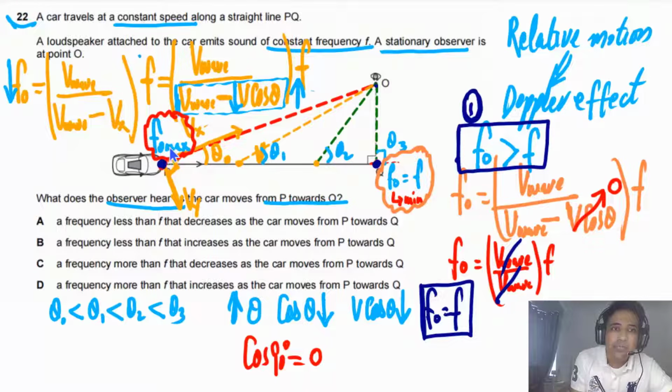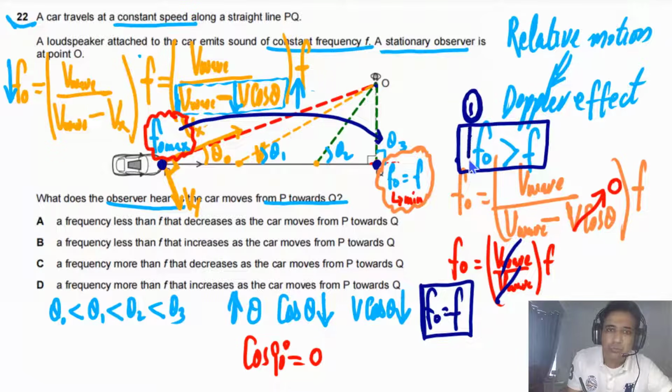And the second thing we have discussed: when the source moves from point P to point Q, the observed frequency is decreasing, because here the observed frequency is maximum, and here it is minimum. So the observed frequency is decreasing when the source moves from P to Q. You need these 2 points to find the best possible option for this question.